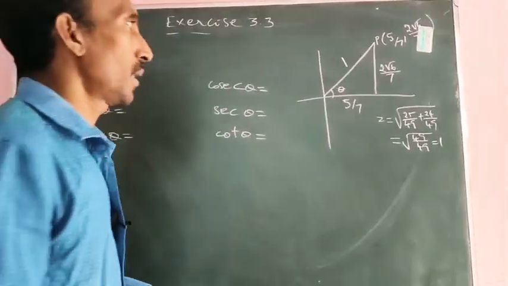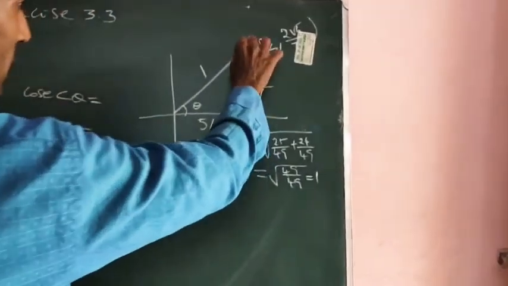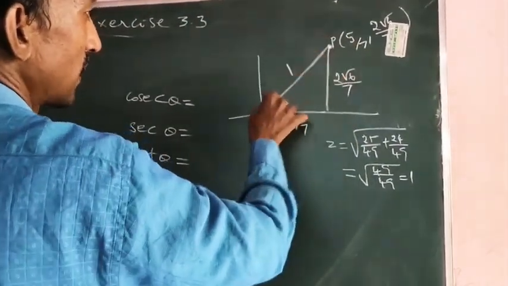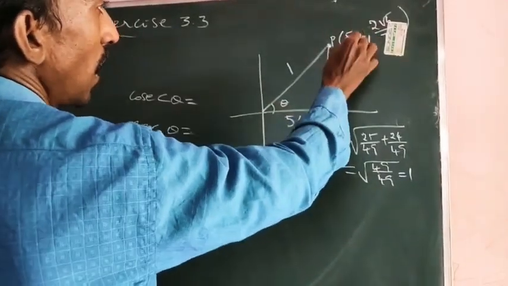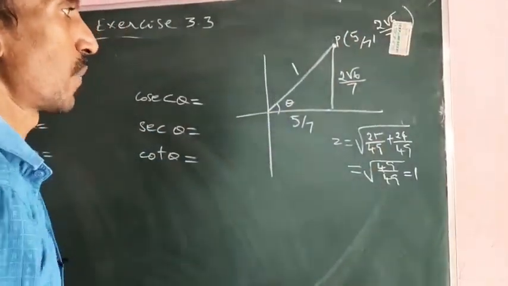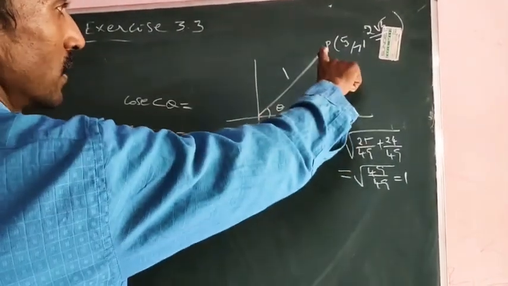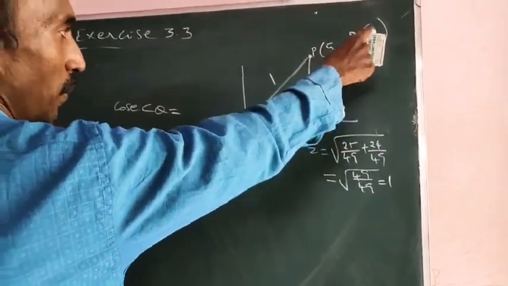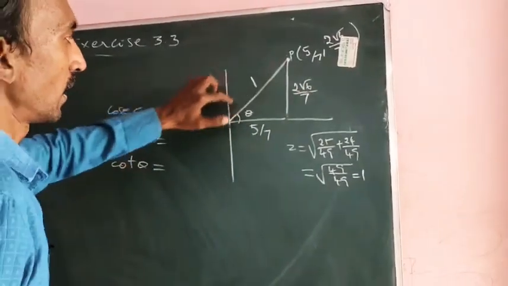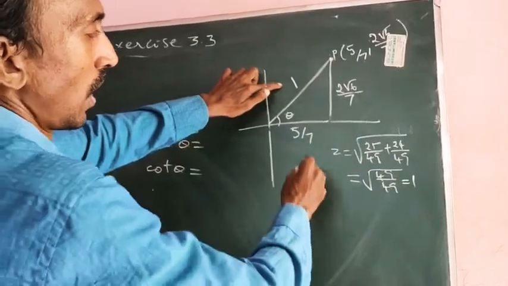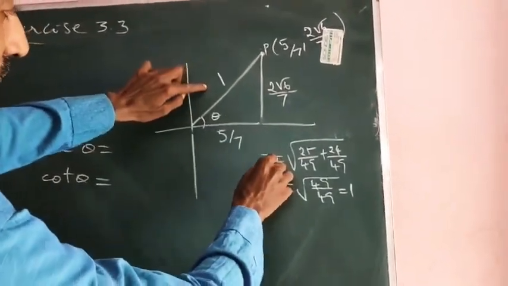So now look here. P is the point on the terminal side. Mark it here: this is the initial side and that is the terminal side. That is the end point 5 by 7 comma 2 root 6 by 7. That means this is the side x, 5 by 7, and this is the side y, so x comma y is the point. It makes a right angle triangle. We need a hypotenuse, so if we consider it as z, with sides x and y.